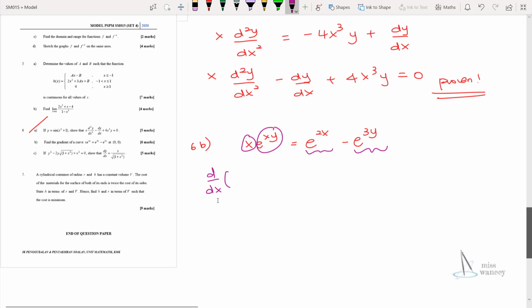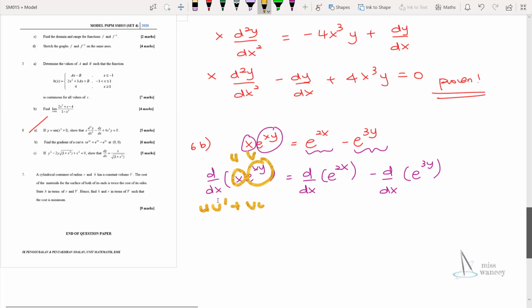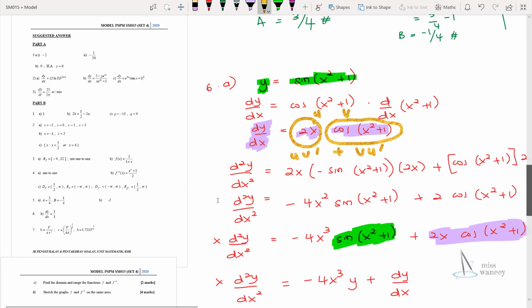So d over dx of x e^(xy) equal to d over dx of e^(2x) minus d over dx of e^(3y). Okay, so now yang ini tadi kita kata nak kena pakai product rule kan. So uv prime plus vu prime, and then over here I have different variables. So this one we have y, this is x, so we're gonna use some chain rule for them.